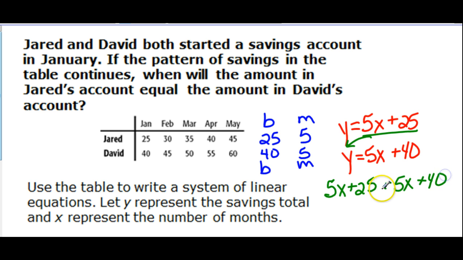Some of you may be questioning this already. Let's go ahead and get all the variables on one side. Subtract 5x from both sides. Okay, what happened then? Gone, gone. 25 is equal to 40, which means Jared will never save as much money as David. And many of you are thinking, well, that can't happen anyway if they're saving the same amount every month. So, and that's how we use it. And that's it.